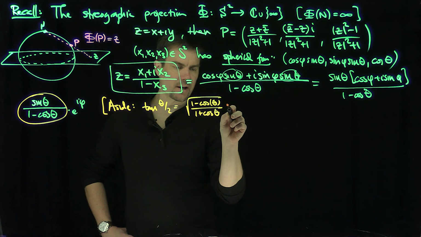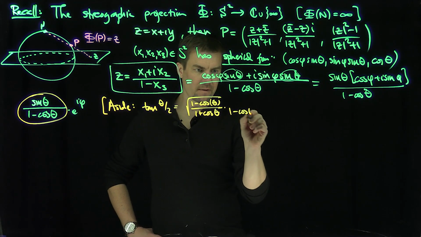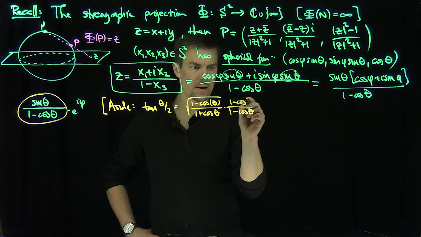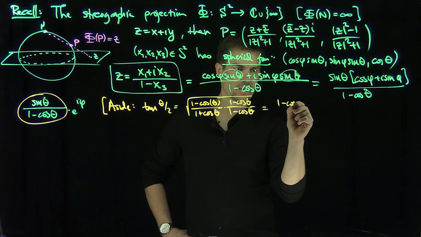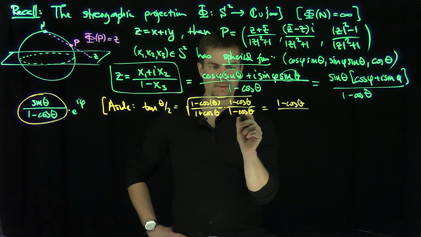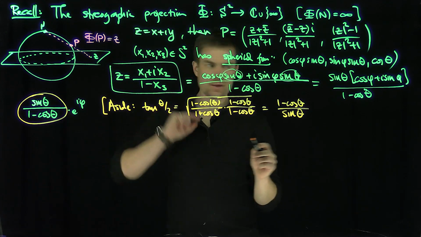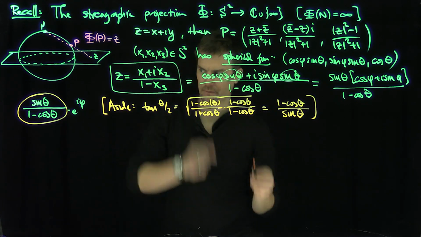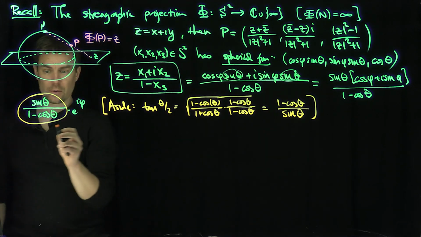And so if I rationalize this by a 1 minus the cosine of theta, 1 minus the cosine of theta, then this becomes 1 minus cosine theta over, this would be sine, so that's going to be a sine of theta. So that is not the tangent of theta over 2, that's the cotangent of theta over 2, right? And so we have our formula for this stereographic projection in spherical coordinates, right?